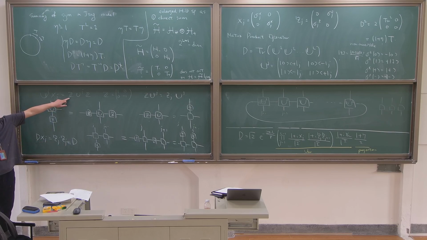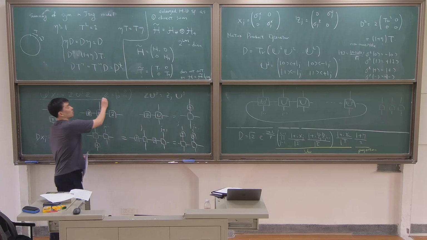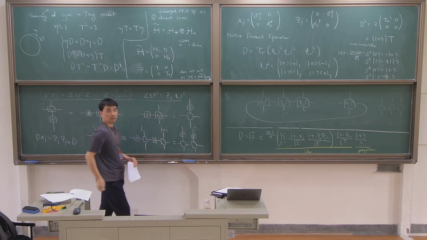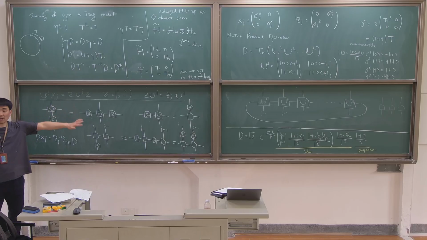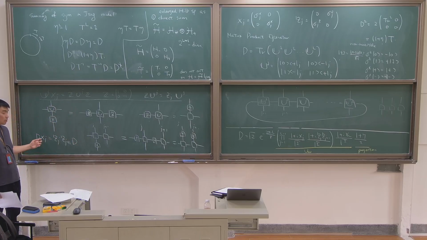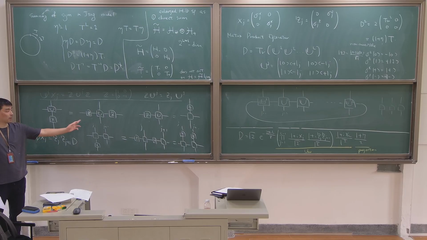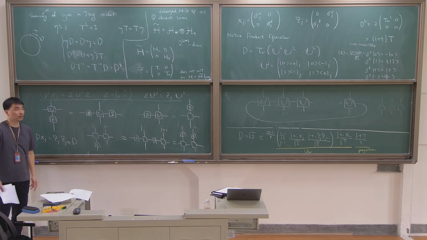So this transformation rule can be derived, but you need a little bit of work to show this relation. But diagrammatically, you can show this Kramers-Wannier transformation in a very simple way. Okay.